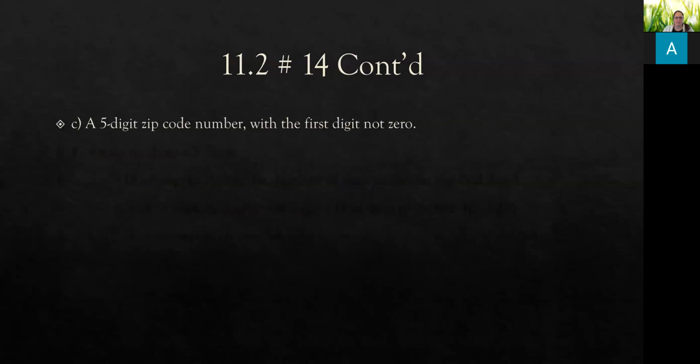And the next one, I think it might be D, but that's okay. A 5-digit zip code number with the first digit not 0. But this time we are allowed to repeat.